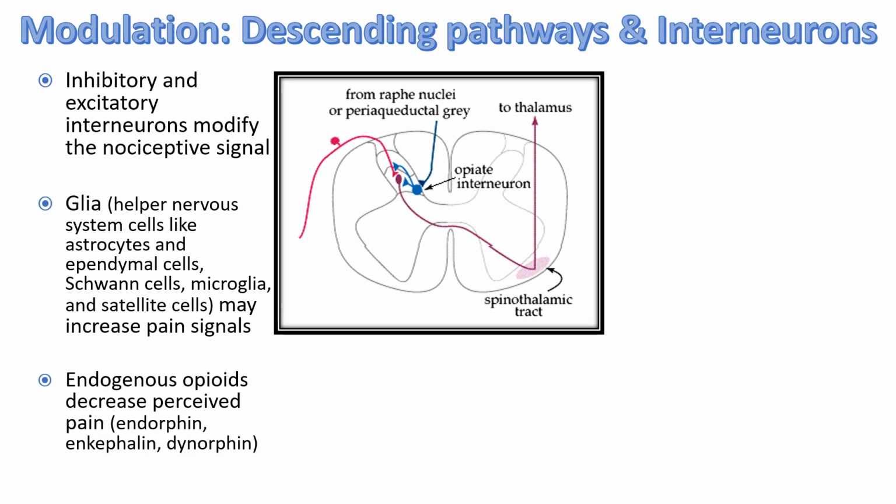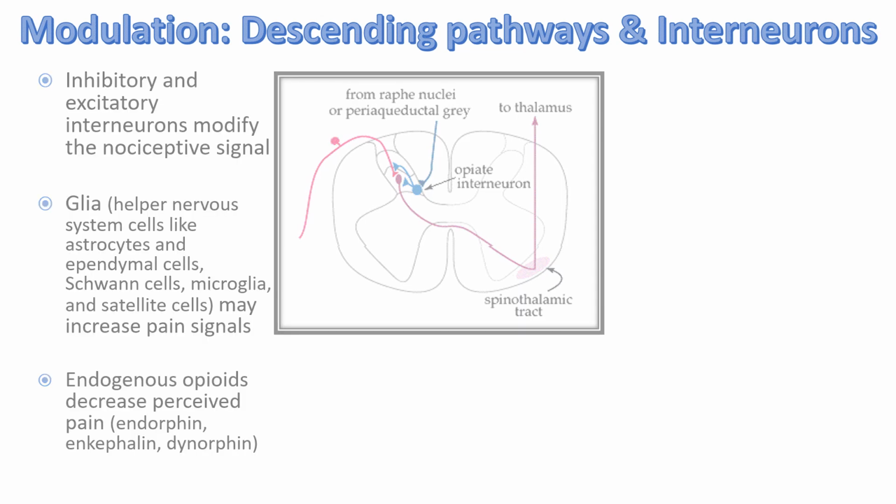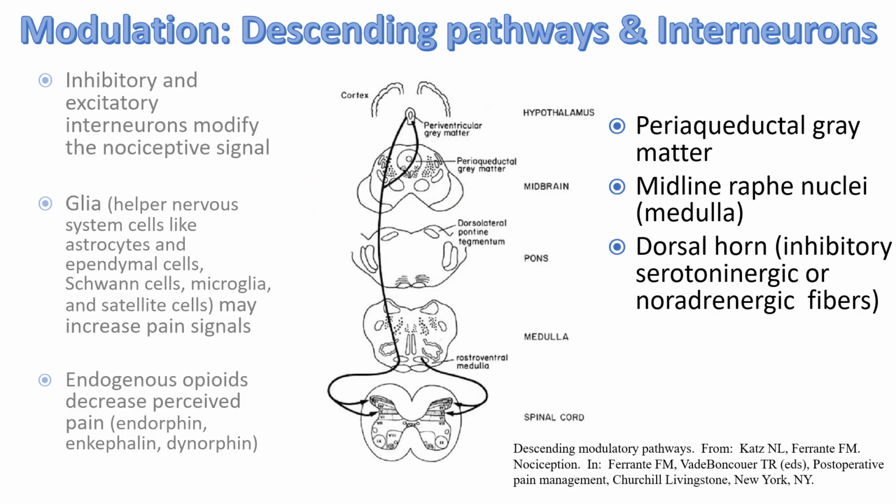Endogenous opioids decrease perceived pain and have multiple different types, so there are many things that are modulating the signal throughout the pathway. There are also descending pathways that specifically act on those points of interest between first and second order and second and third order neurons. Those pathways include the periaqueductal gray, the midline raphe nuclei, as well as the dorsal horn.